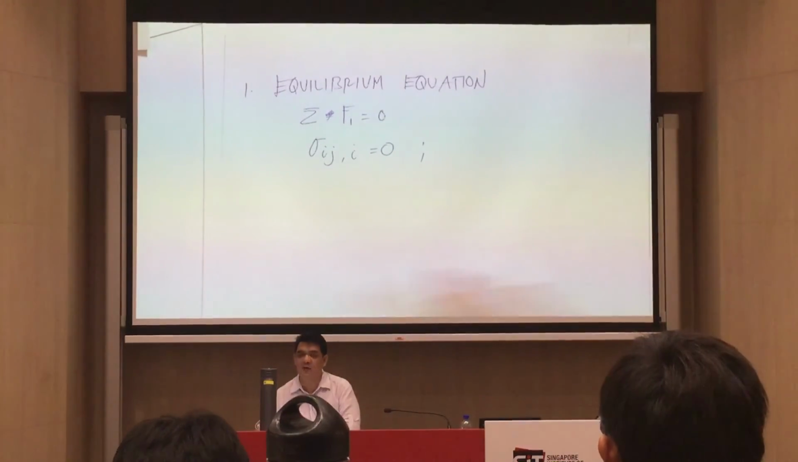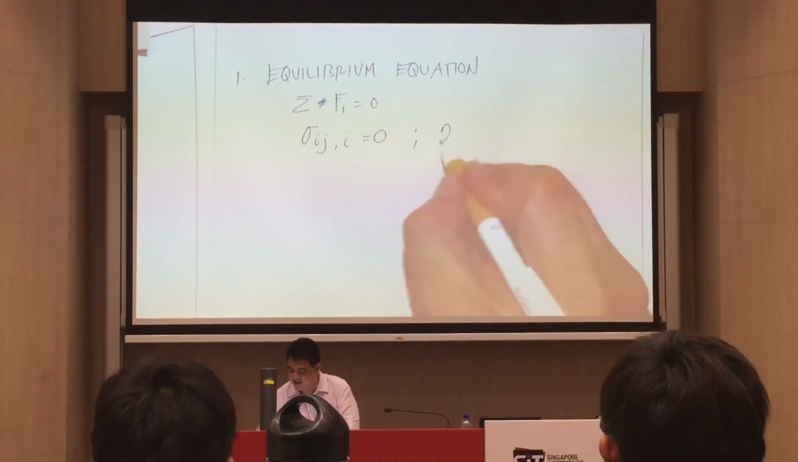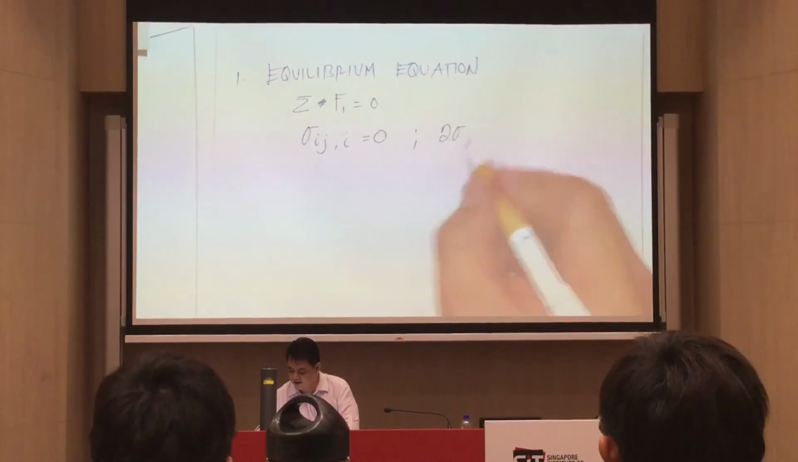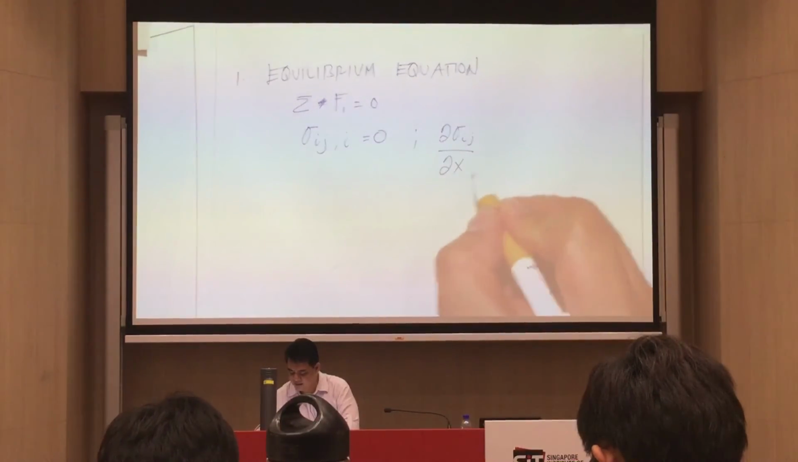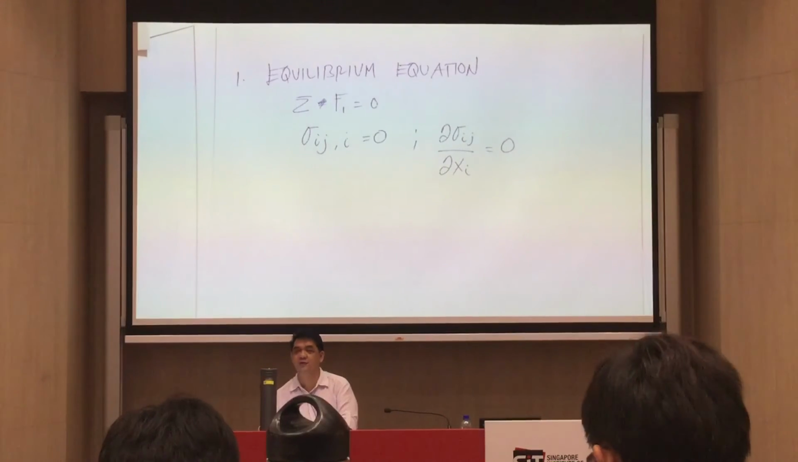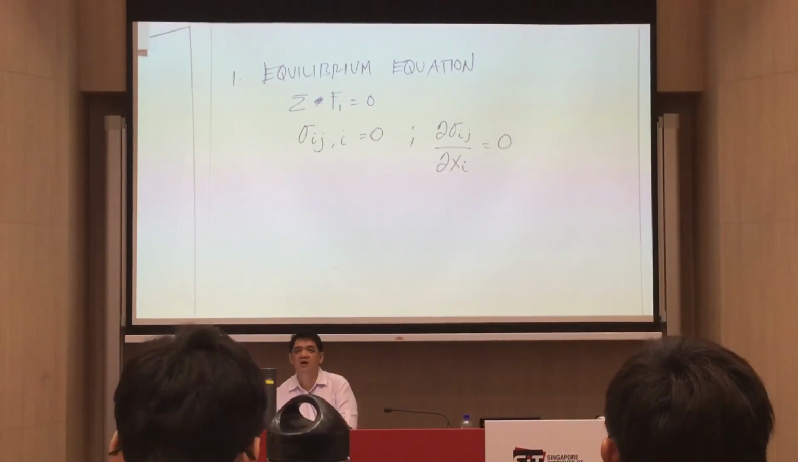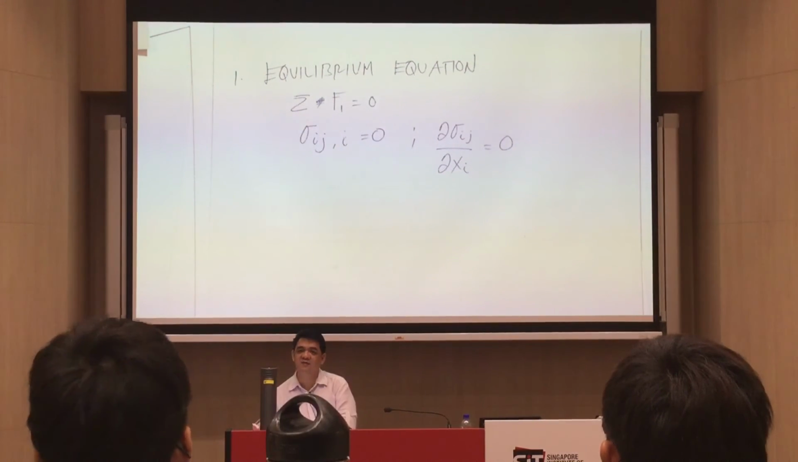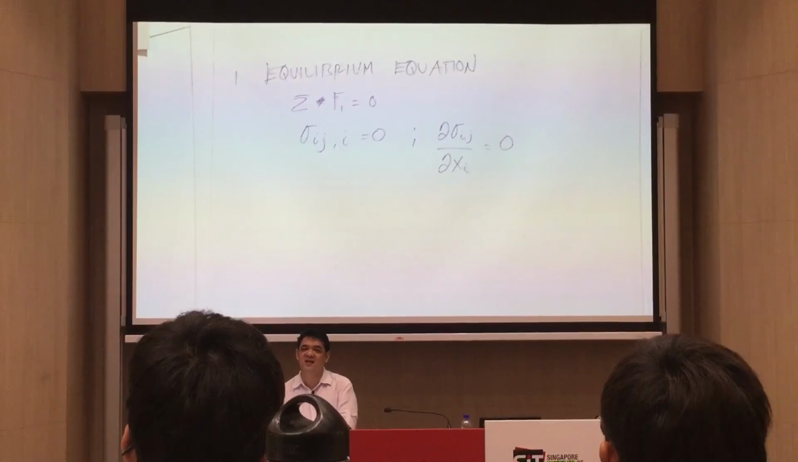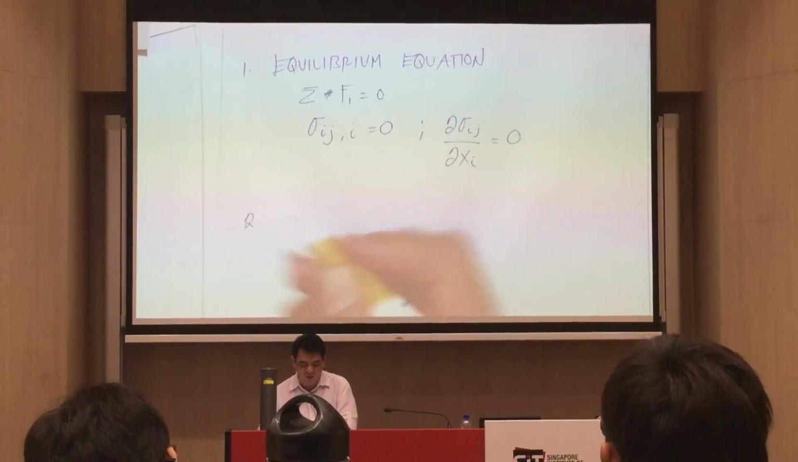So here, of course, if you're not very comfortable writing this one, you can have this one as partial sigma ij, partial xi equal to 0. So not a problem. What I really want by the end of this course is at least you have an understanding of playing with tensors.